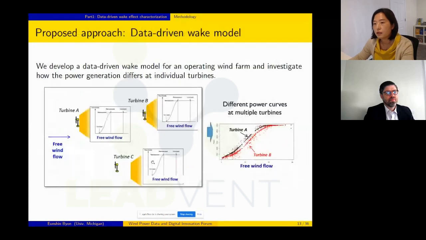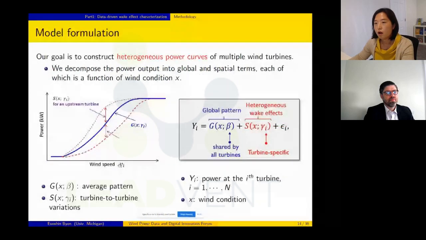So to characterize this, we develop a data-driven wake model for operating wind farms and investigate how the power generation differs at individual turbines. Our goal is to quantify the power curve of multiple turbines in a wind farm across wind speed and also wind direction. So here, our goal is to construct heterogeneous power curves, because each wind turbine has a different power curve due to wake effects, and the power curve also changes depending on wind direction.